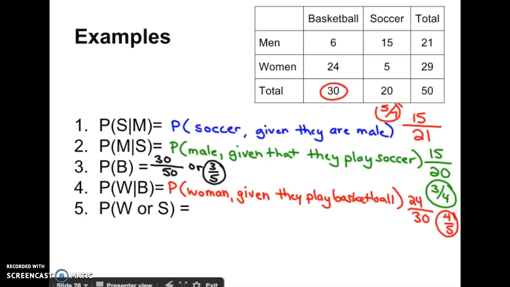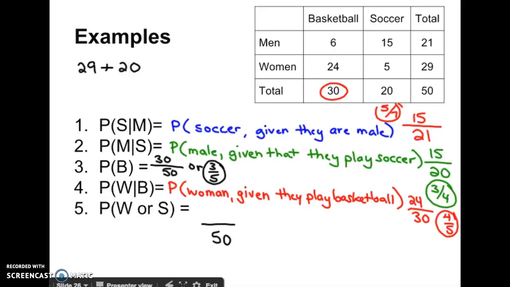Okay, so that one's an old question. Number 5 is also an old question. So what's the probability that somebody is a woman or a soccer player? Again, they didn't give you anything. They didn't eliminate any groups, so it's out of 50 people. The total number of women we know was 29. The total number of soccer players was 20.